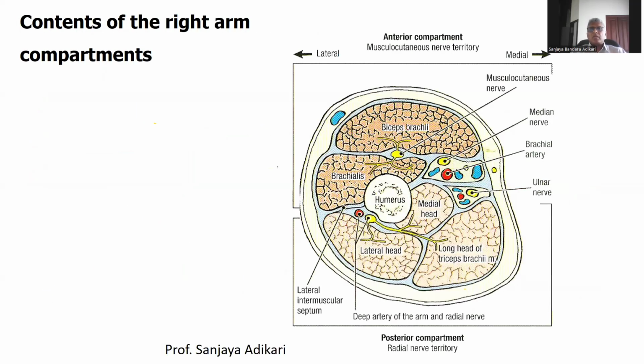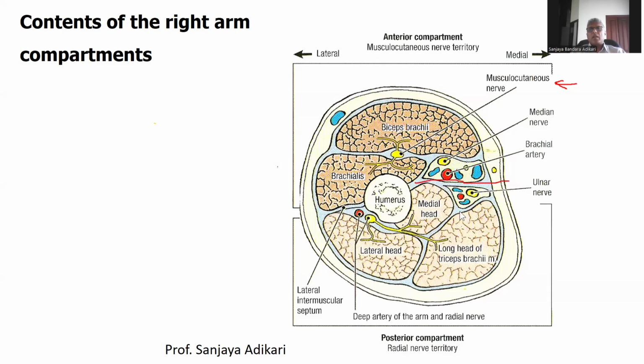Then the other important thing is musculocutaneous nerve. It is sandwiched between the biceps brachii and brachialis muscles. You can see it here. Then the other important thing is on the medial side of the arm, many of the neurovascular structures are found. You have the median nerve in front of the intermuscular septum. So your intermuscular septum is here. Median nerve in front of it, ulnar nerve behind it.